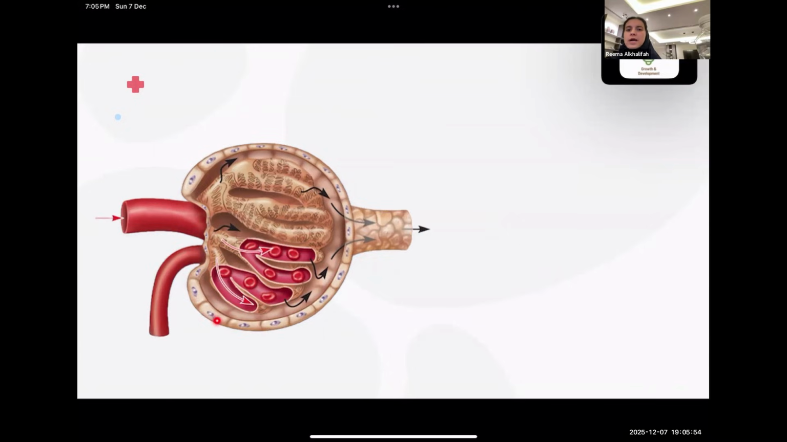Now, the Bowman's capsule has two layers, the parietal and outside layer, which is this one over here, and then the visceral layer, which is the podocytes, which are also specialized epithelial cells. Now, the podocytes surround the glomerulus, so it's part of the Bowman's capsule, but it also is associated with the glomerulus by affecting the filtration of the plasma.